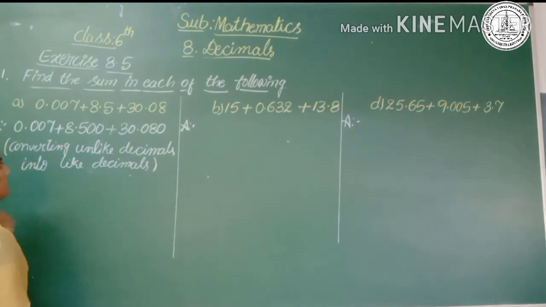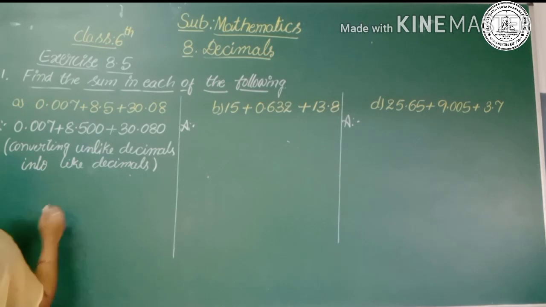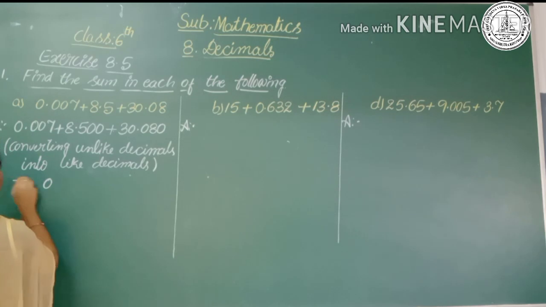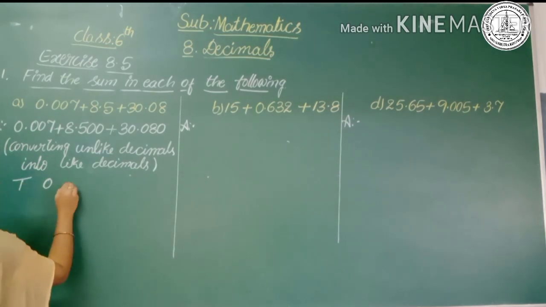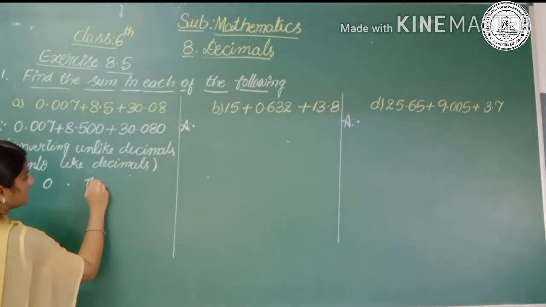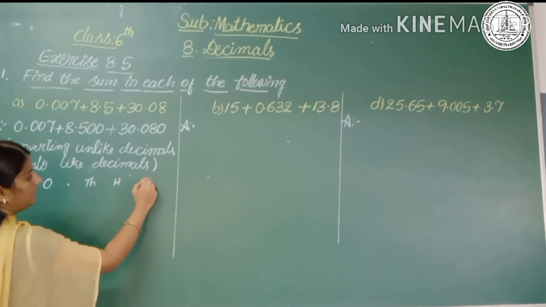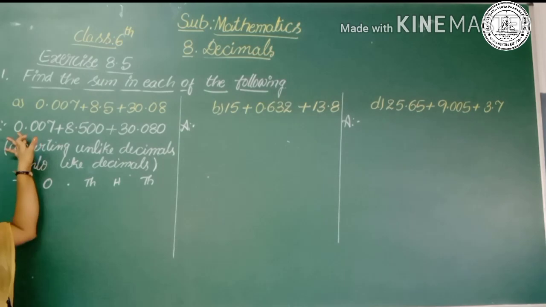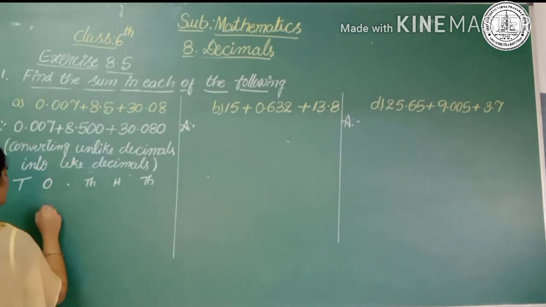Now add these numbers. First write the place values: ones, keep the point, ones, tens, and write here the decimal point, and tens, hundreds, and thousands. So in the first number, 0 is in the ones place.